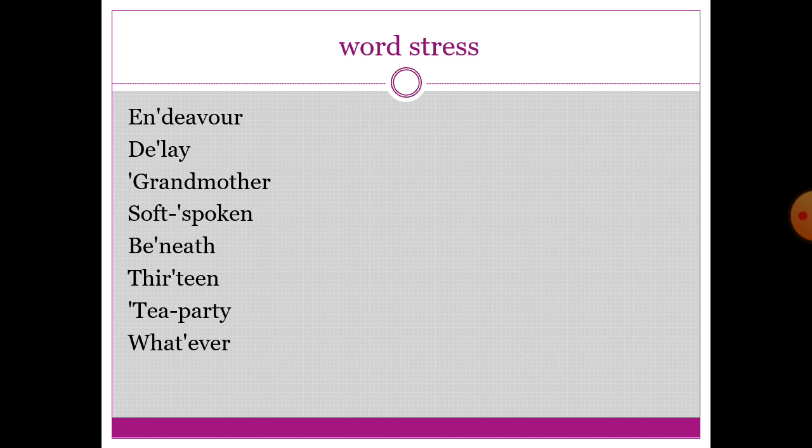In the same way, the next word is soft spoken. Soft spoken is also a compound word, but this is an adjective. He is a soft spoken person, or he is a soft spoken man. So this is an adjective. Whenever there are compound adjectives, the stress is on the second part of the word. That's why here we have marked stress on spoken.